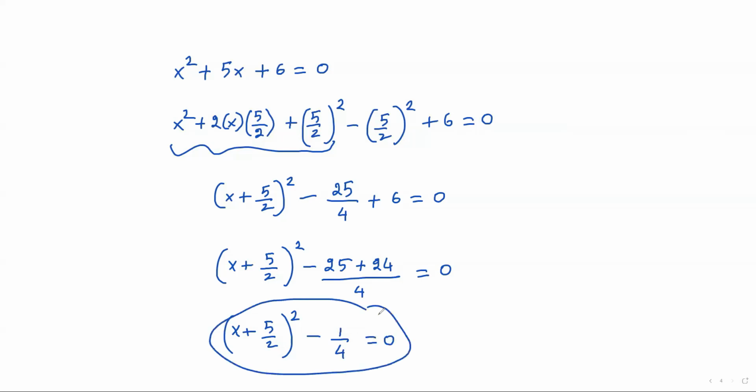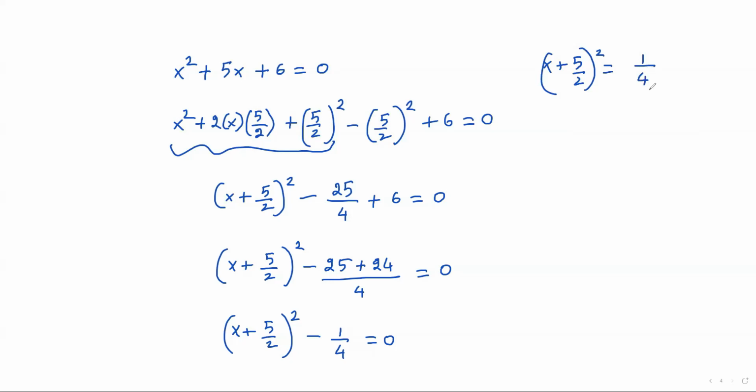Okay, now I can add 1 over 4 to both sides because my aim is to solve for x. If I add 1 over 4 to both sides, I'll be getting (x + 5/2)², which is equal to 1/4. Now to get rid of the square, I have to take square root on both sides. So here this square root and square root cancel out. On the right side, I'm taking the square root of 1/4.